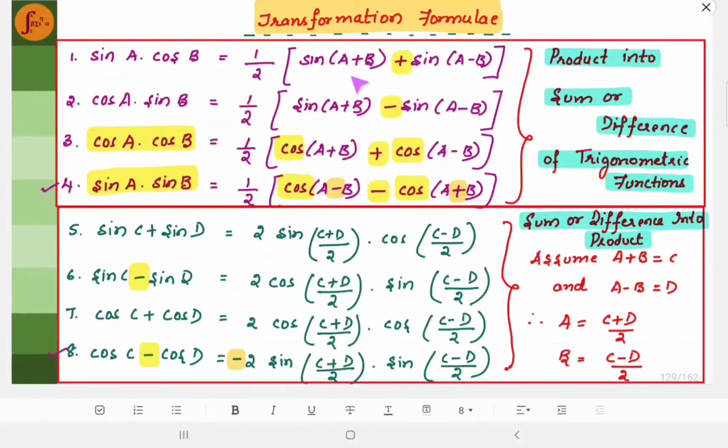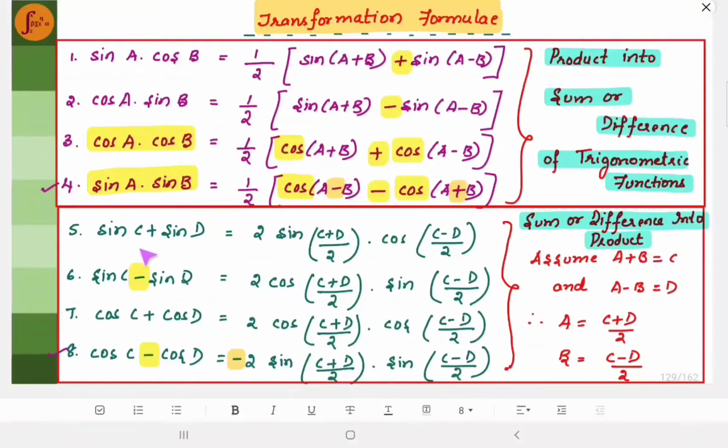First two formulas are based on sine, right? So if you have sine A into cos B or cos A into sine B, we'll have to use sine for both the terms, sine A plus B plus sine A minus B. Similarly, if you have cos A into sine B, then it will be minus here. And the third and fourth formula is cos based formulas. That is, you have cos for both the terms.